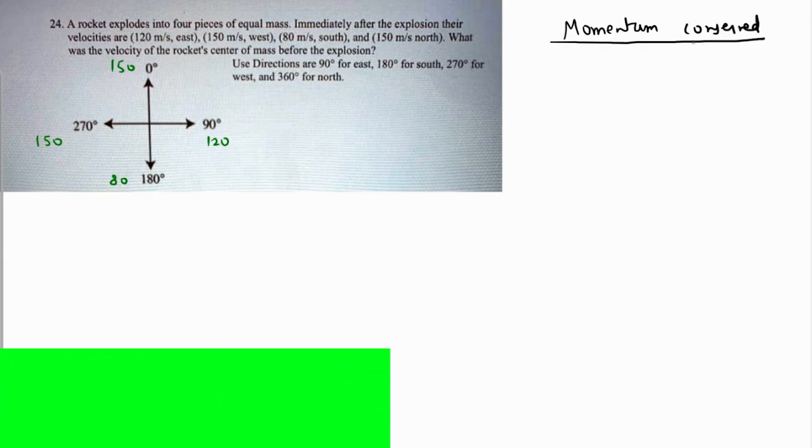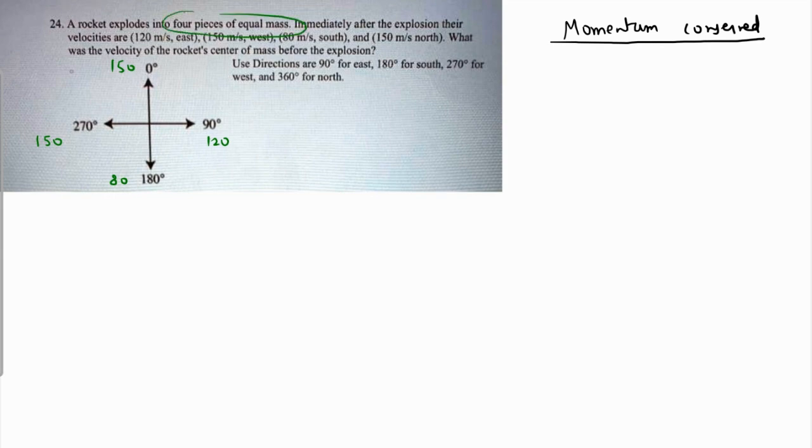So the final momentum we can find first, and since the mass is the same, we can find the net velocity and then multiply it with the mass, right? To find the net velocity, this is 150 and this is 120. They are in opposite directions. So that's going to be 150 minus 120 in this direction, and then on the upside, I will have 150 minus 80. So this is going to be 30 and this is going to be 70.